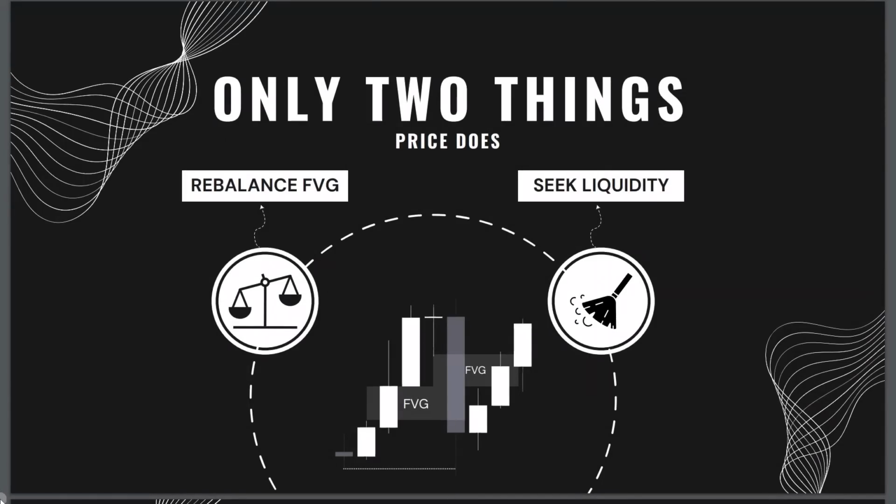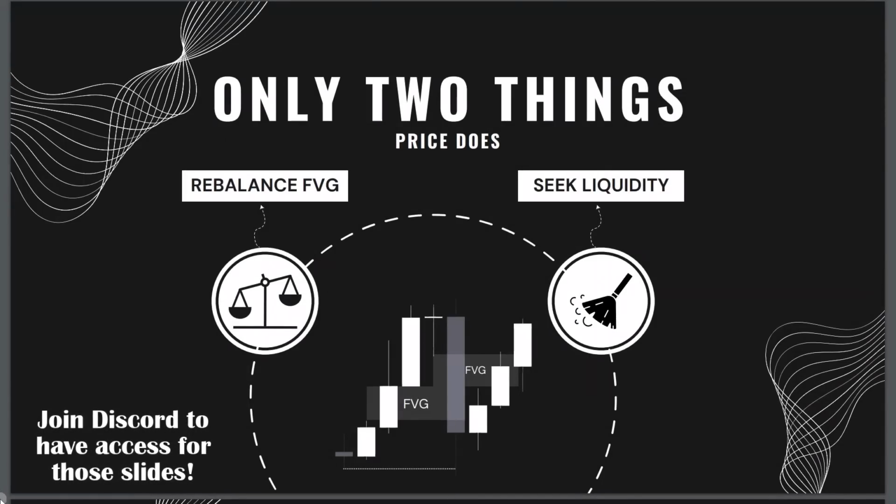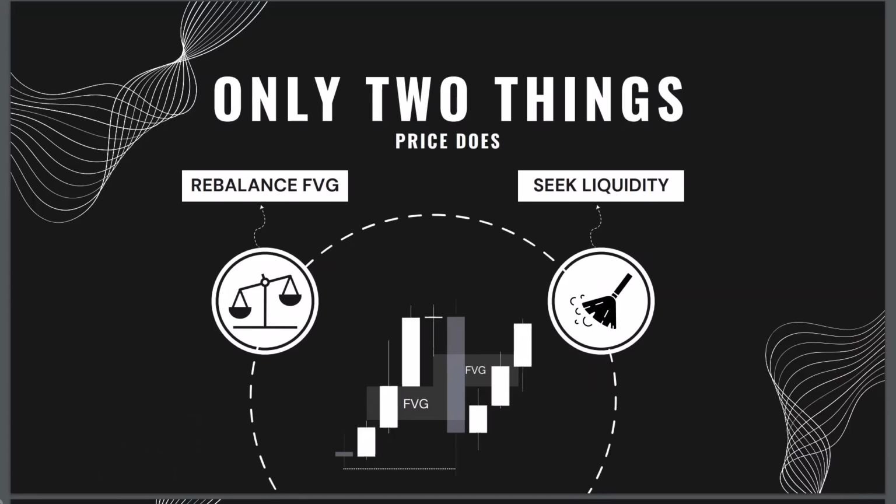Now, what makes the market move? There are only two things that the price or the market does. It's either rebalancing fair value gaps or seeking liquidity. Those are the only things that price does. If you understand that and apply it to the chart, you'll be ahead of the game.